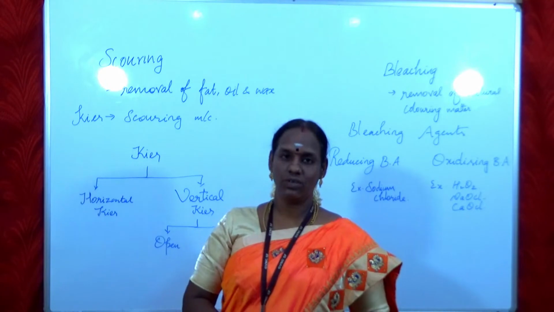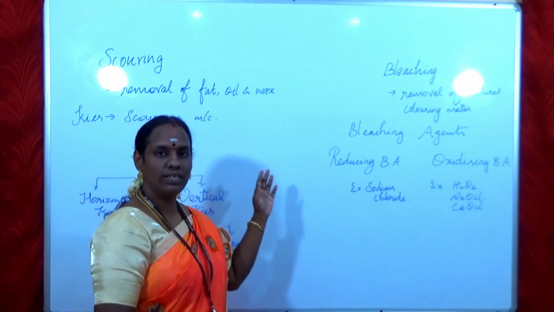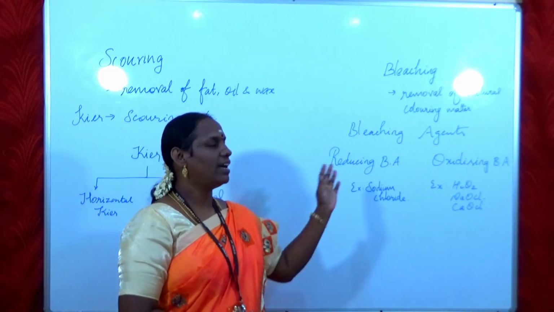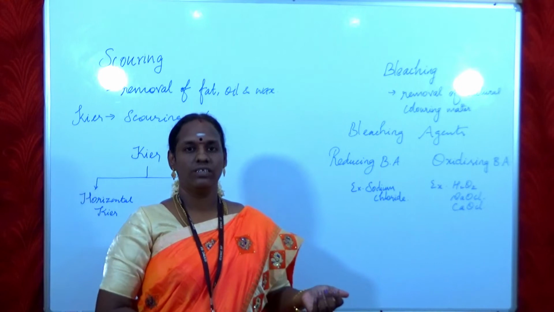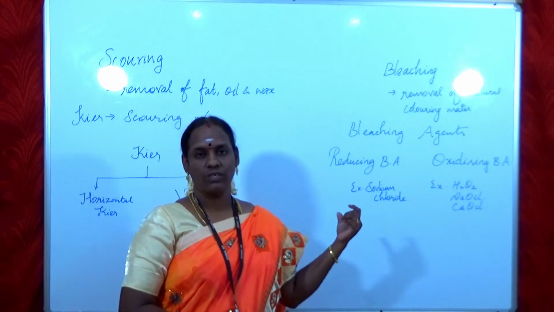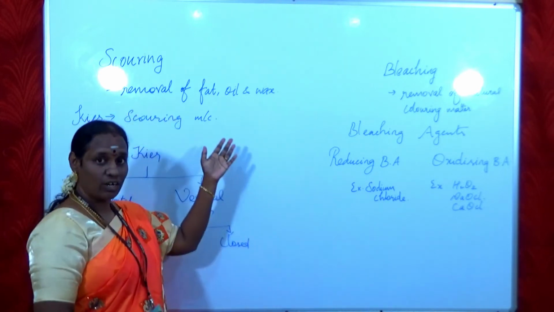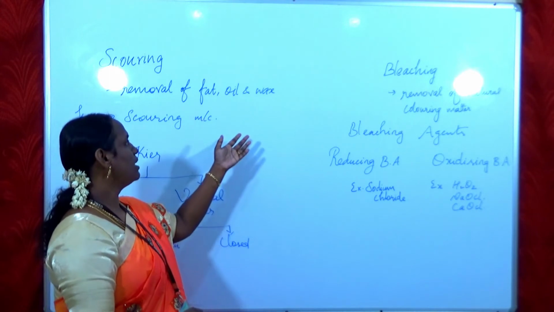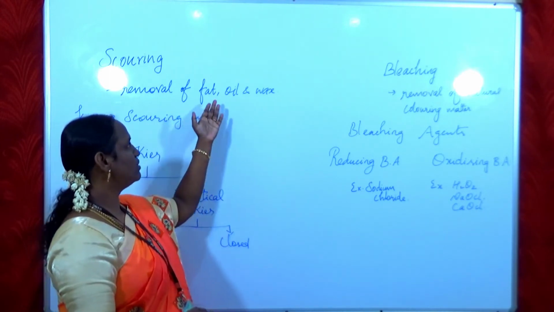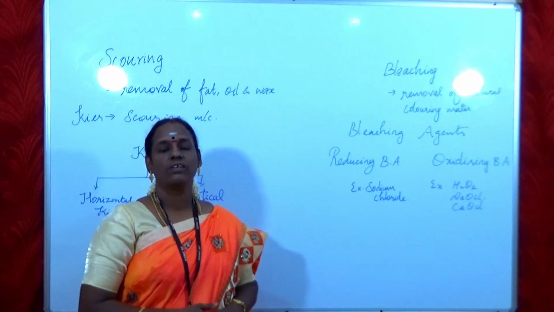In this class today we are going to see two processes: one is the scouring process and the next one is the bleaching process. I have already told the purpose of scouring. Scouring is a treatment given to the grey cloth to remove trash materials, that is the fat, oil and wax present on the fabric surface.